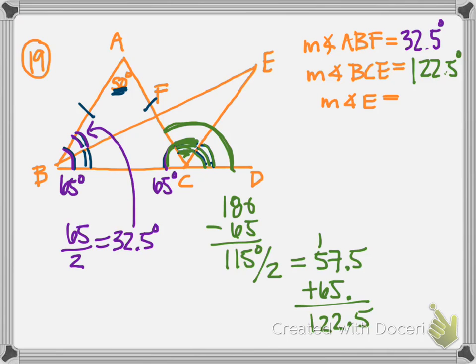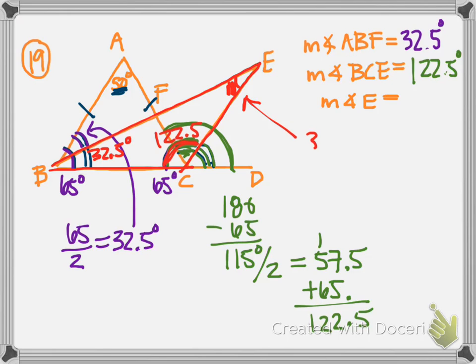The last thing we need to find is the measure of angle E. So let me get one more color. Okay, so let's take a look at this. Angle E is part of this triangle. Now, this angle right here is 32.5 degrees because it's half of that 65. This angle right here we just found was the 122.5. All we need to do now is add those, subtract from 180, and we'll get the measure of angle E.